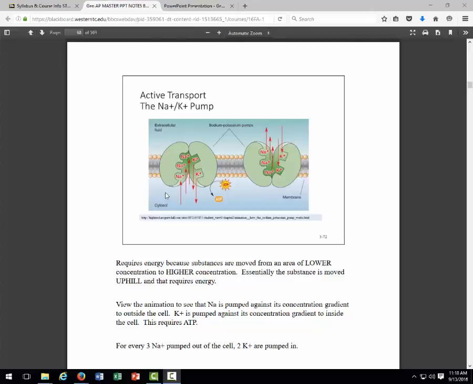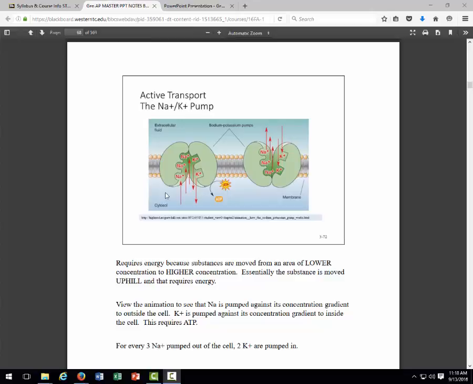No energy required. Now, if I want to take care of my boat and not sink, I need to put it from less concentration to higher concentration with a pail. Does that require energy for me to bail the water out? Yes. So think of it that way in terms of transport. If I'm going from lesser concentration to higher concentration, requires energy, requires ATP.